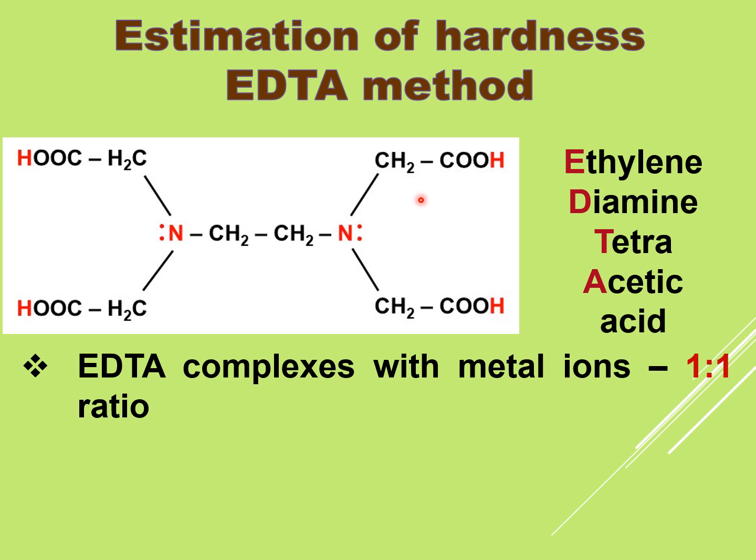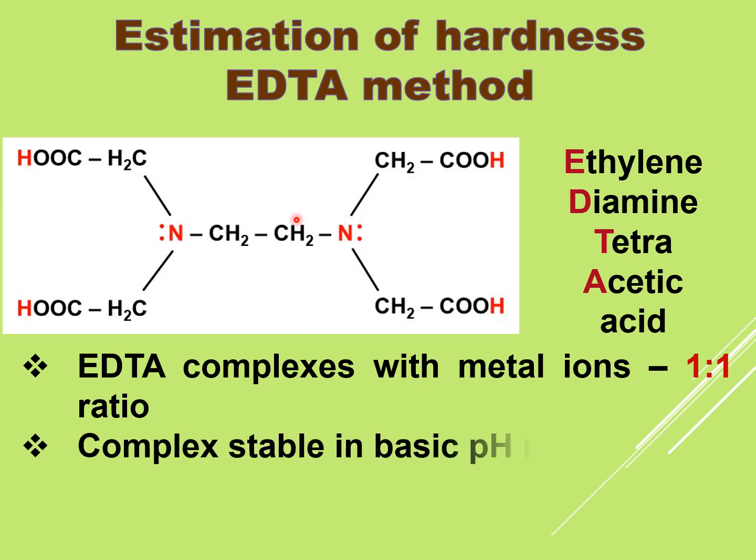You might have studied this in the lower classes. So this ligand will form a complex with metal ions. Which metal ions? Calcium, magnesium, or any heavy metal. It will form a complex. And the important thing is that it forms a complex in the 1:1 ratio. So 1 EDTA complexes with 1 metal. The complex is stable in basic pH. So if you provide a basic medium, this complex will be stable. The pH should be around 10.